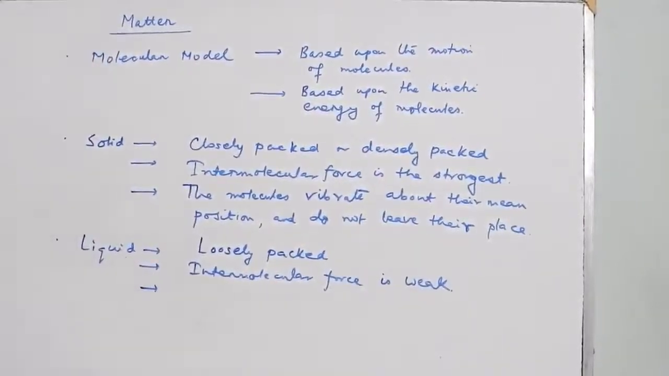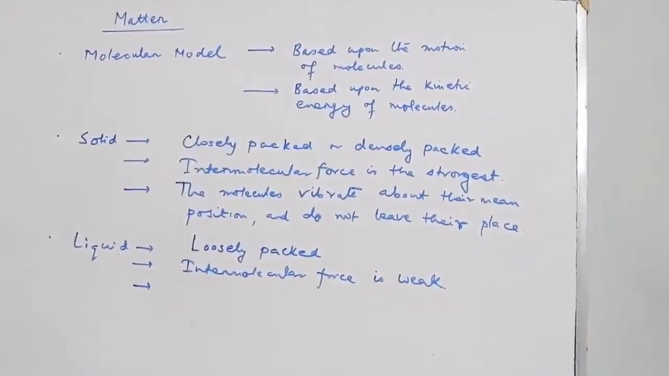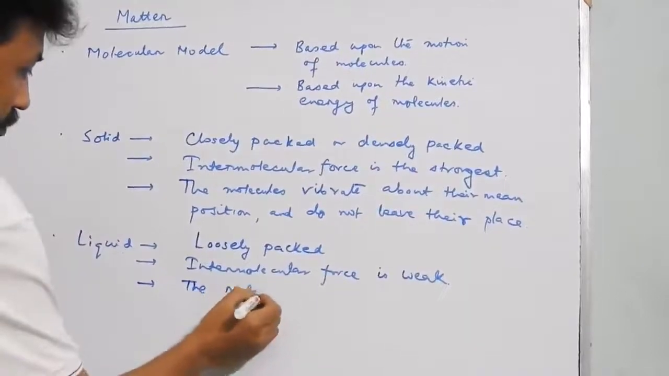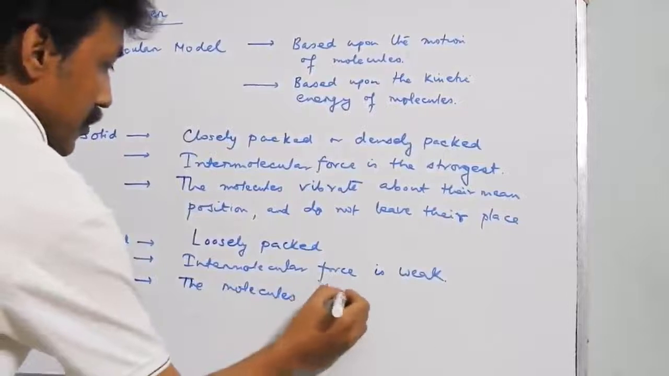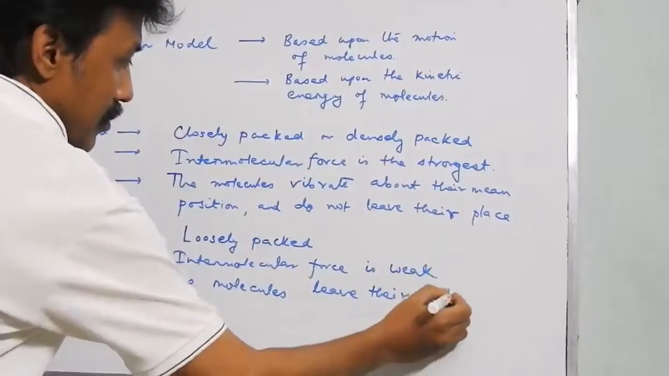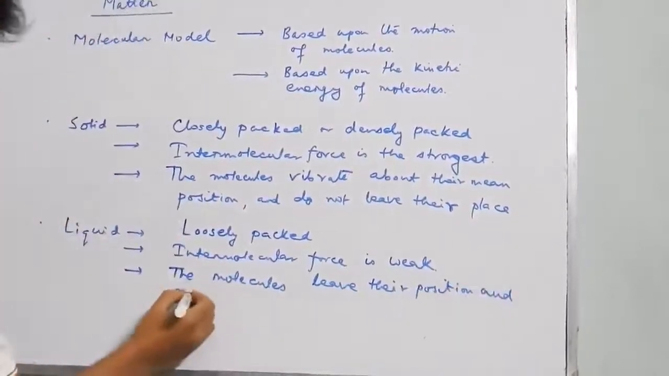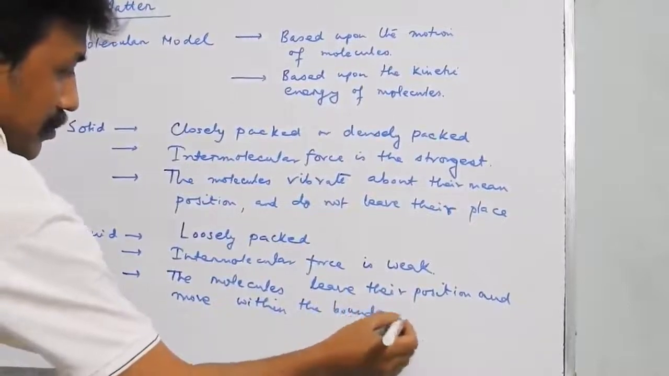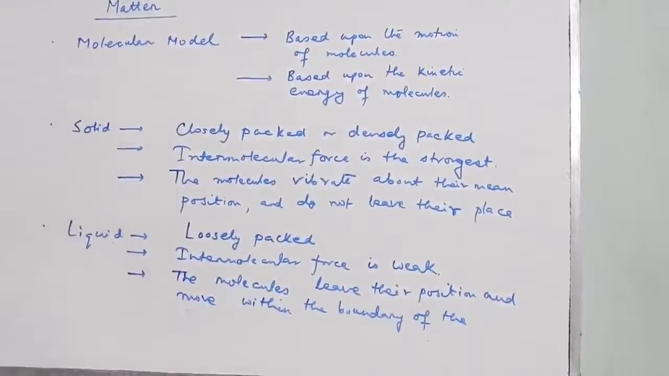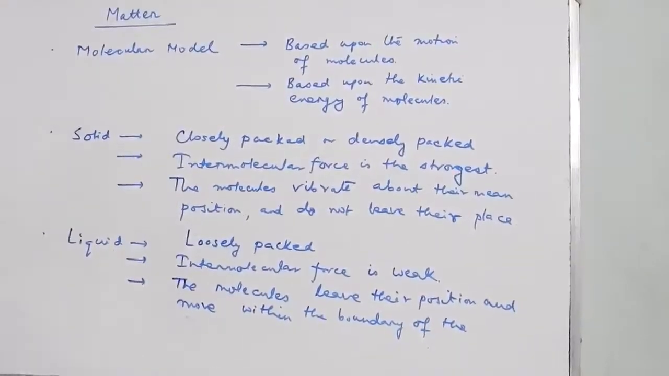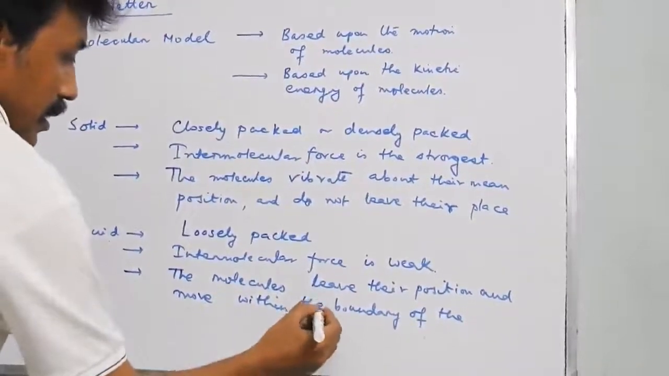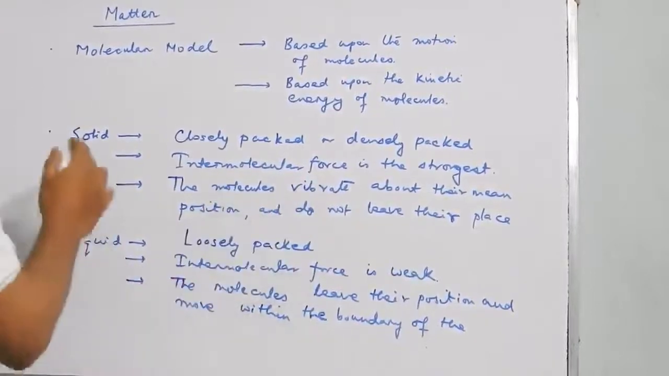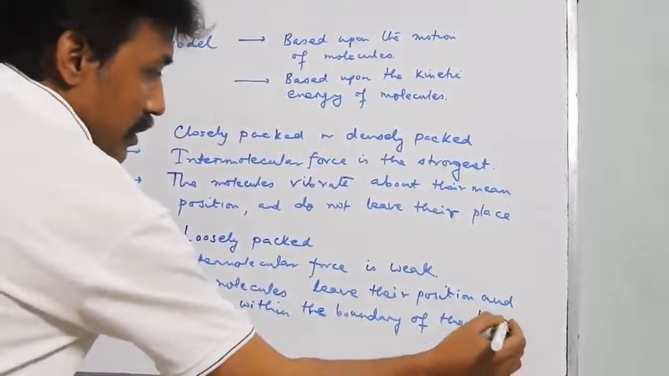Now the molecules of a liquid can leave their position and move within the boundary of the liquid. That means the molecules are capable of moving within the liquid and within the boundary that the liquid will occupy when it is placed in a container. So the molecules are quite capable of leaving their position, unlike the molecules of a solid, and they restrict themselves within the boundary of the liquid.